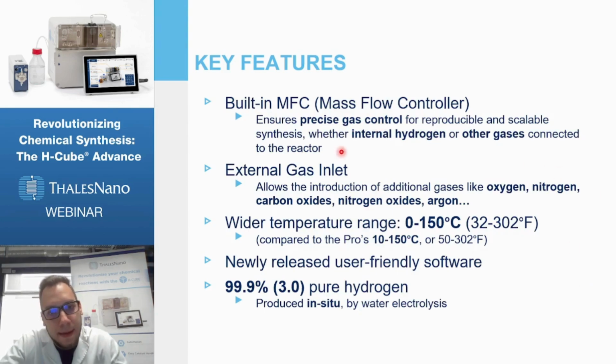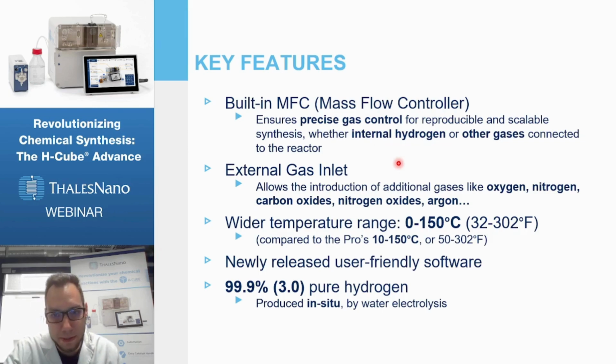So the instrument can produce a little bit more hydrogen gas compared to the H-Cube Pro. The older instrument, the previous generation instrument, was able to produce 60 milliliters of hydrogen gas per minute. And now, using a new generation of the electrolysis cell, we were able to achieve 70 milliliters of hydrogen gas per minute. So it's a slight improvement compared to the H-Cube Pro.